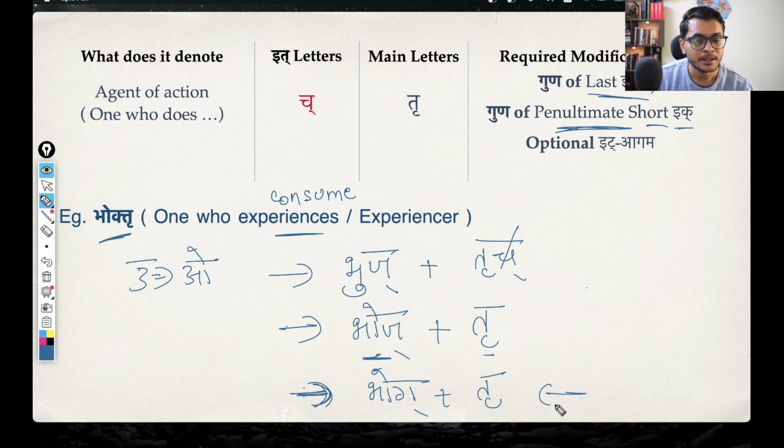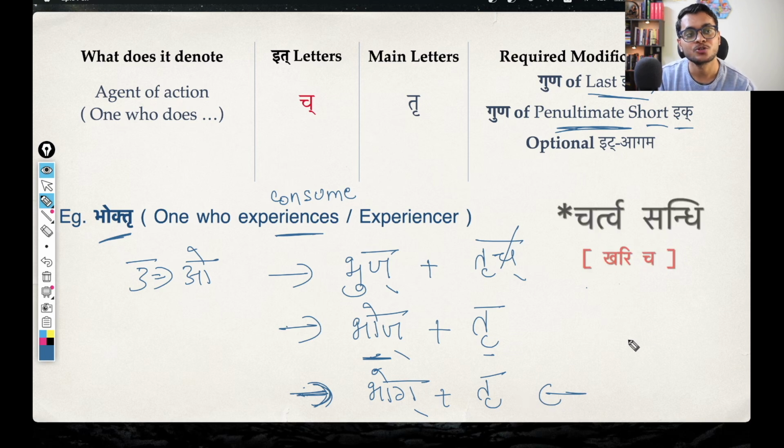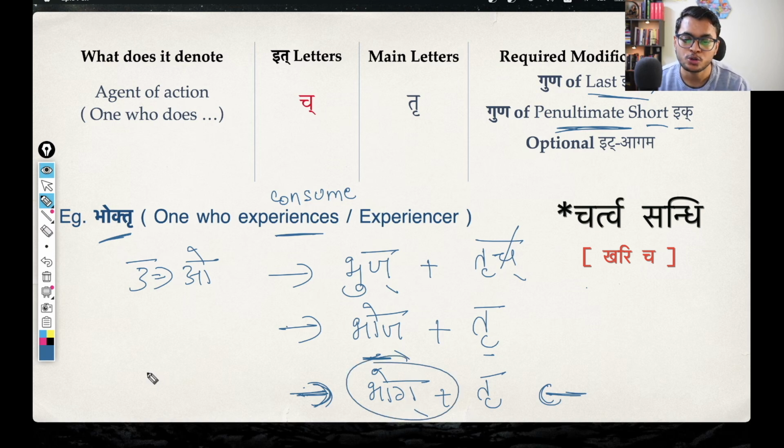Then there is another sandhi that is going to happen here. That is called chartva sandhi, represented by the sutra kharicha. So another sandhi will happen here, bhog plus tra, due to which this bhog will also change. Instead of this gakara, you are getting this kakara.